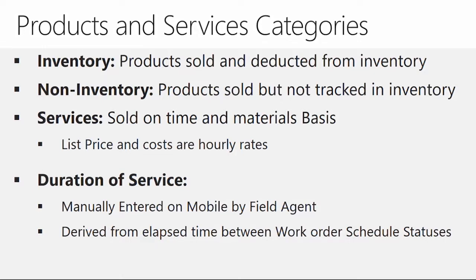Non-inventory items are things that are sold but not necessarily tracked inside inventory. Maybe you needed just a network cable and you don't keep a running tally of those network cables, or maybe you needed something small in order to facilitate that. That would be what you consider a non-inventory item inside the application. And then finally, you have your services. When you are defining your products inside your product catalog, you're going to define them as one of those three options.